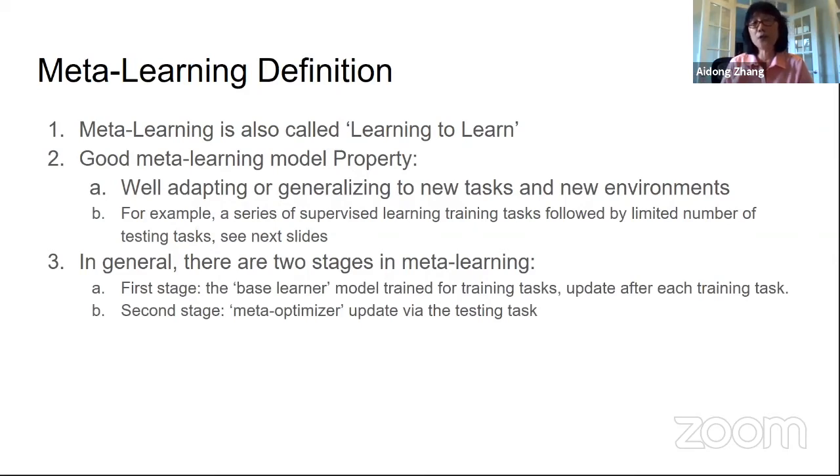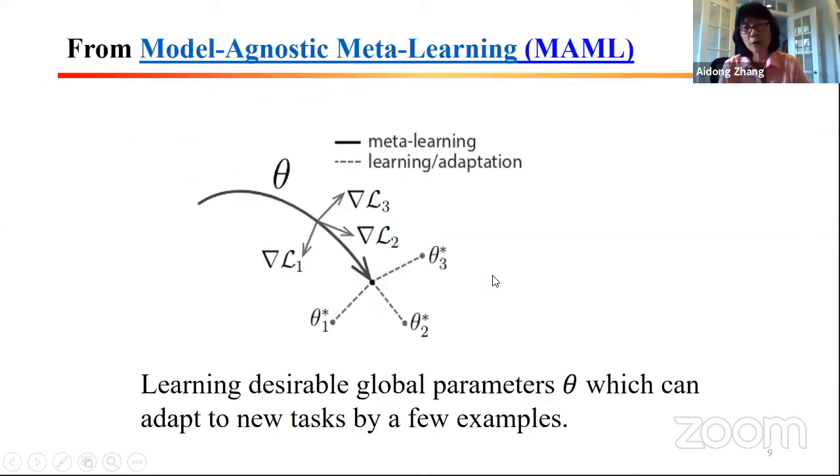In general, there are two stages in meta-learning. The first stage is the basic learner, trained on training tasks and updated after each task. The second stage is the meta optimization, updated by the testing task. Generally, meta-learning also has the feature of transfer learning, which is how to transfer knowledge between data sets, but it's more advanced than transfer learning.